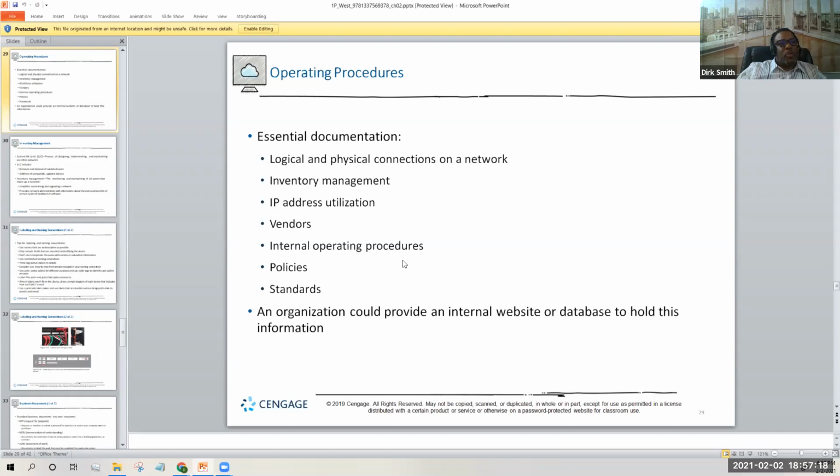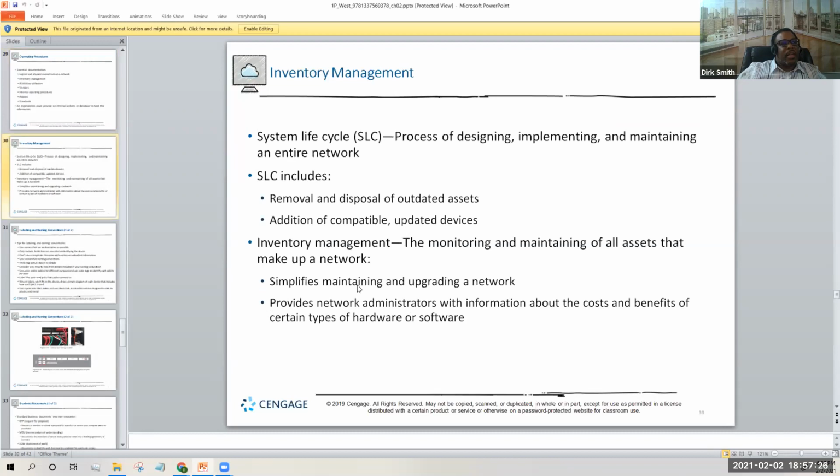You also need internal operating procedures. You want to list things that will happen if things go down. What do you do to get it fixed? Policies and standards. Okay. Inventory management continues.